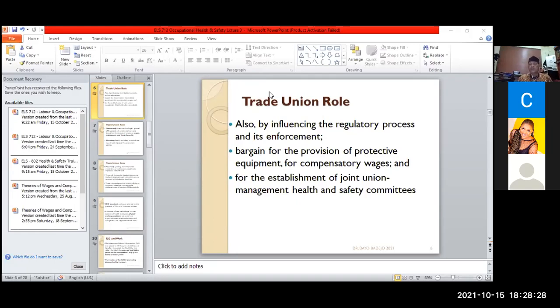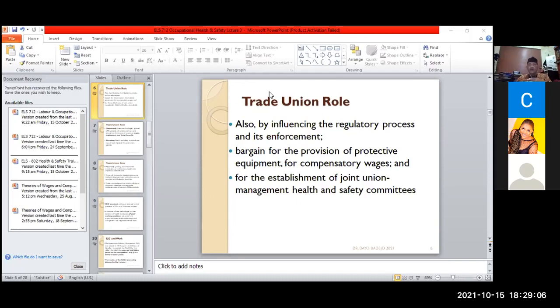So also they are contributing to the establishment of joint union management health and safety committees. Usually, in the workplace, there's what we call the joint union health and safety committee that comprises representatives of workers and also the owner of the business. They are the safety committees that make sure that things are properly done within the facility, and they make a case as the case may be. But in most cases, in most of our organizations, you hardly see this committee working.